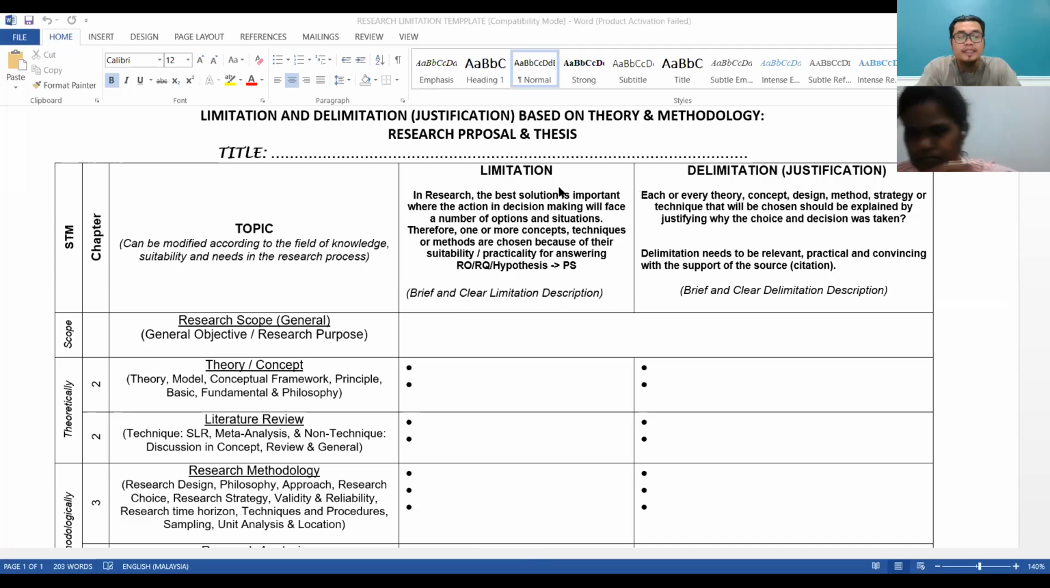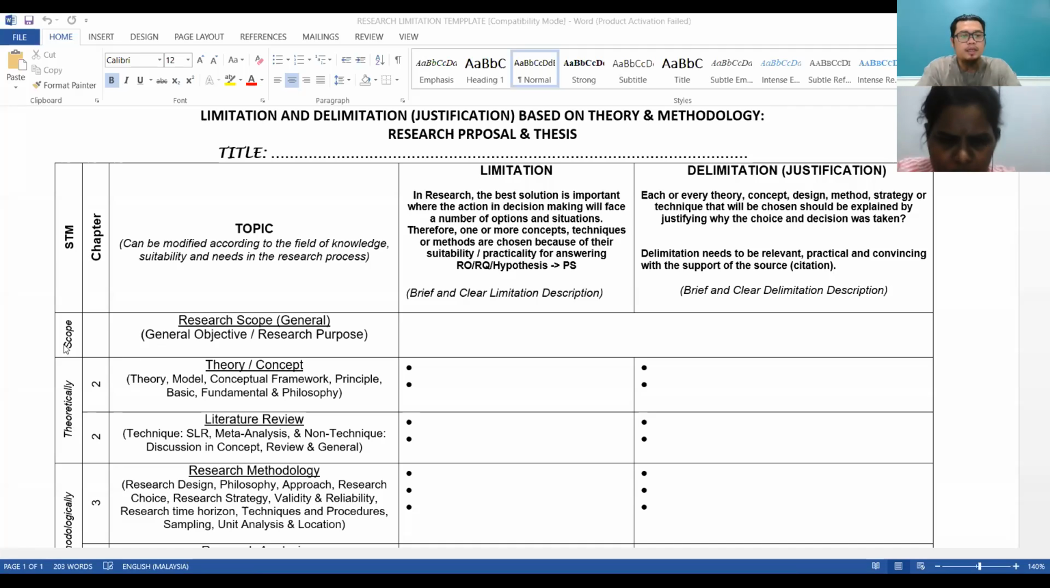This is part of your assignment, to complete this template. Before you complete it, you need to clearly understand the template. The title is Limitations and Delimitations, based on the theory and methodology, research proposal and thesis. Here you put your research title. Here is STM, meaning scope, theoretical and methodological.